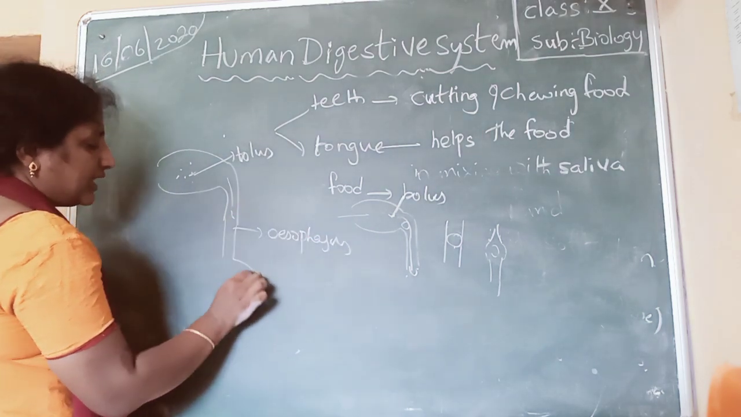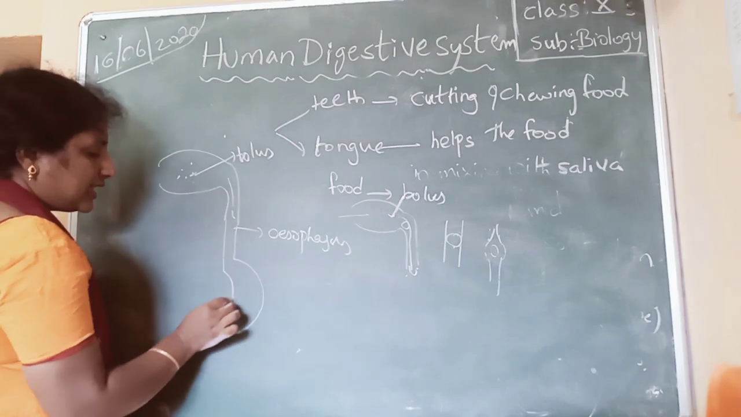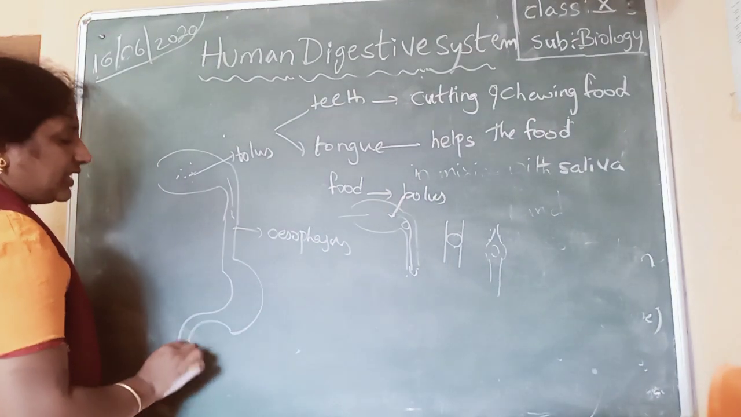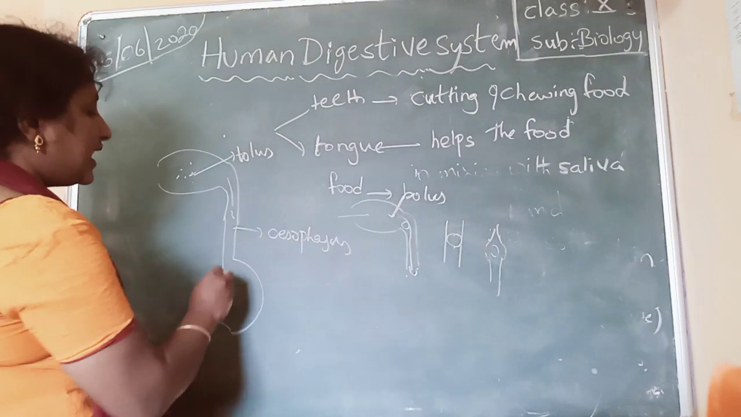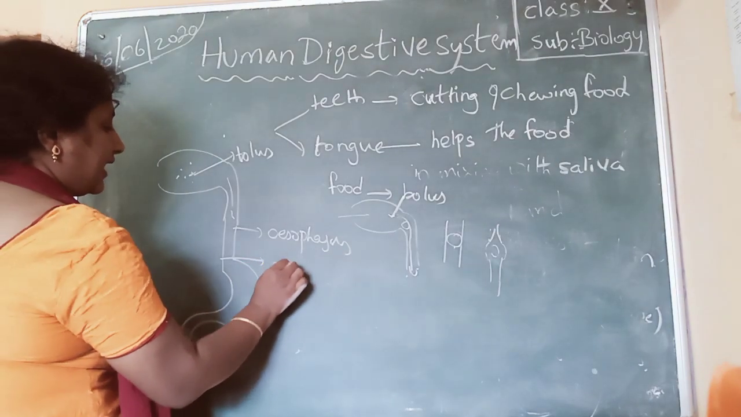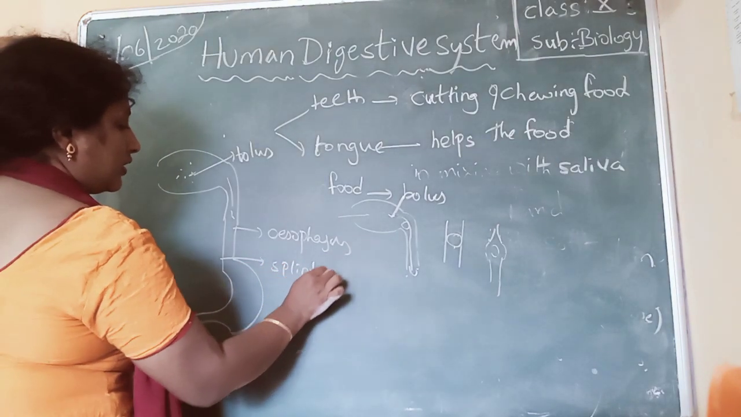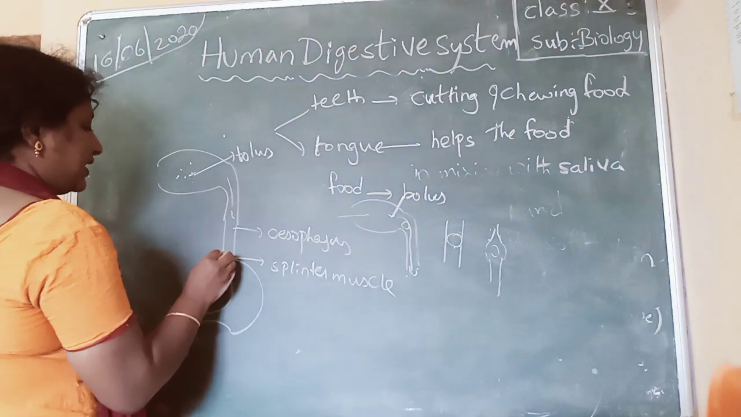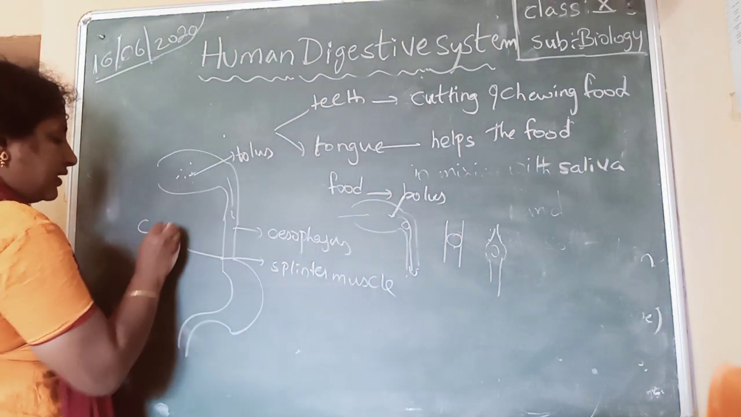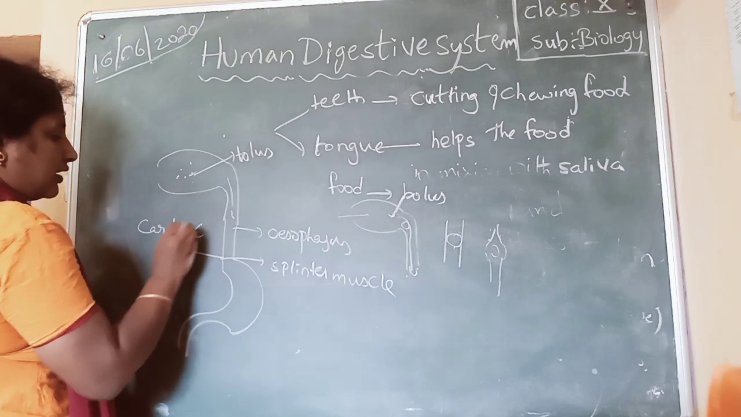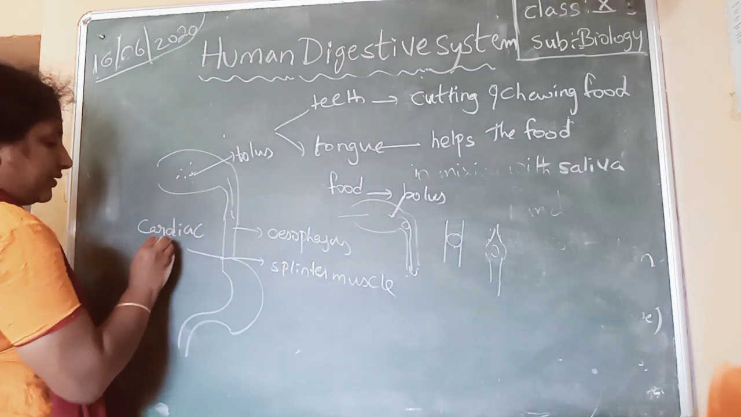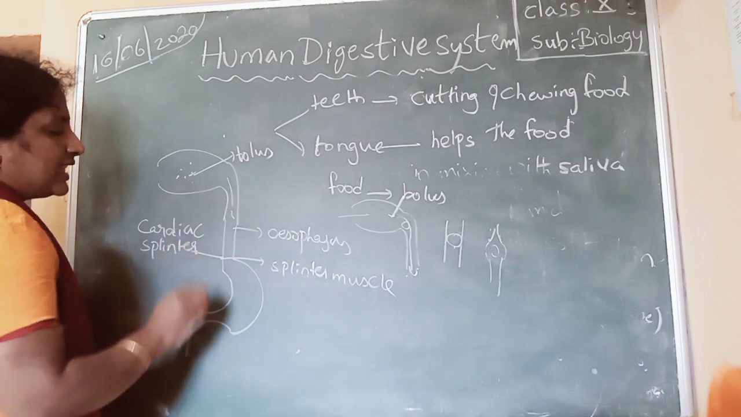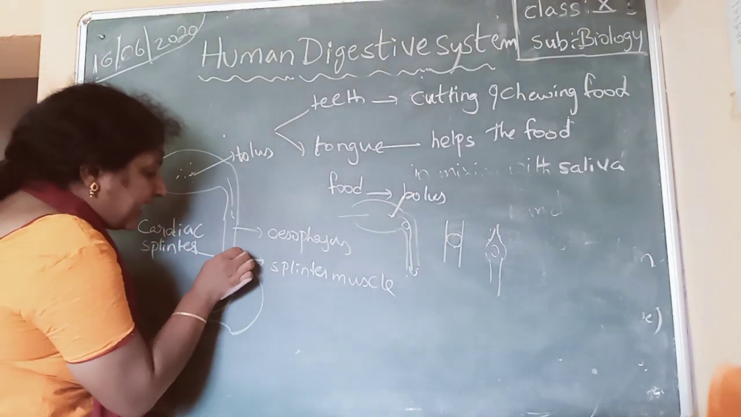From the esophagus, the food enters into the stomach. So here some sphincter muscles will be there. This is called the cardiac sphincter. Okay, cardiac sphincter. Some sphincter muscles are like ring-like muscles.